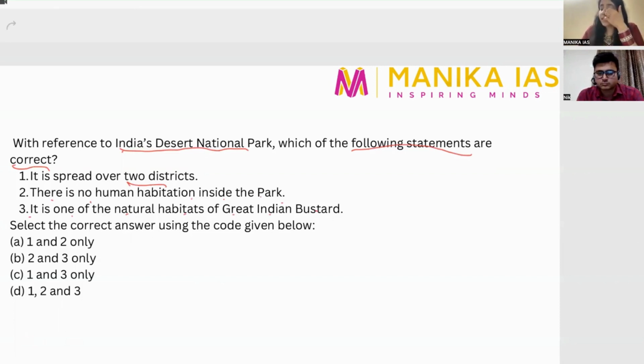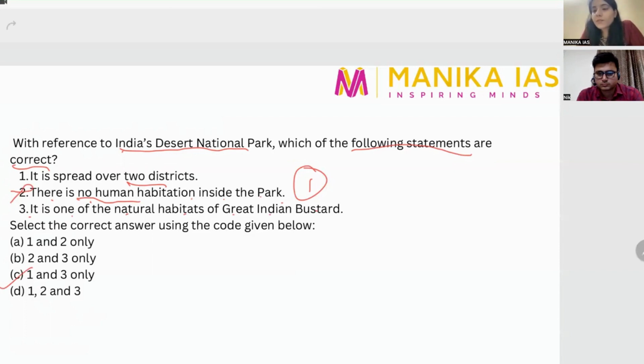Now look at the second statement. There is no human habitation. Not even one person is staying in the national park. This is the meaning of this statement, which seems not correct. It is a national park, so human habitation, in less number or in higher number, has to be there. Something should be there. So this statement is absolute. So you can eliminate this statement and you'll get the answer, which is C.